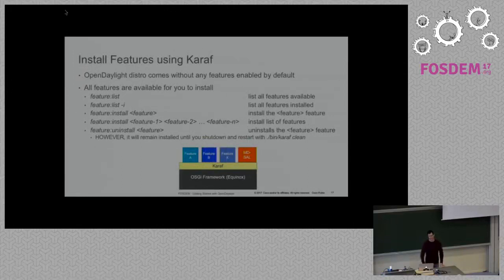So playing around with the features in Karaf, just a few handy commands here. You can do feature:list. That'll show you all the features that are available on the platform. Feature:list -i will tell you which ones are already installed, and then you can install one feature if you want. You can install multiple features, and you can also uninstall features, which is handy.